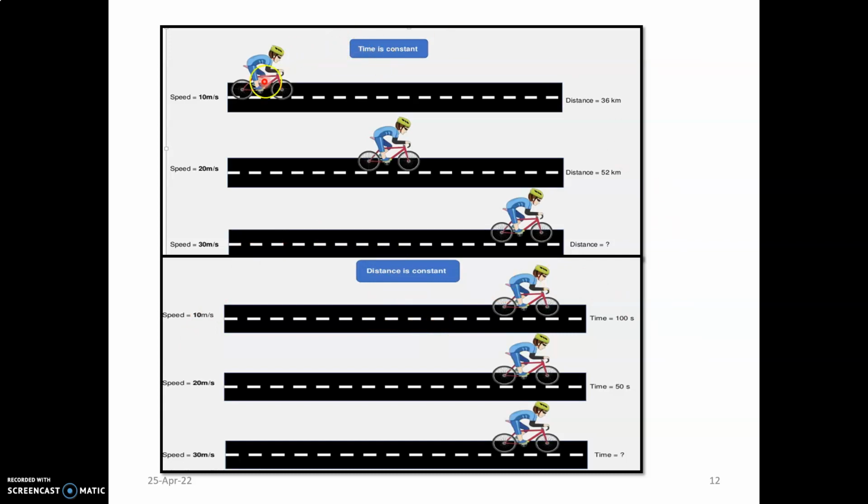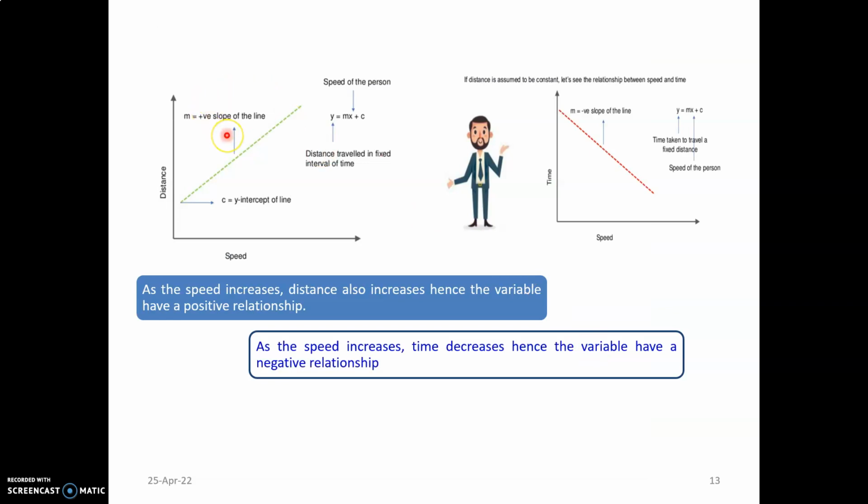Time is constant means the speed increases as well as the distance also increases. Here distance is constant means speed increases but time decreases. As the speed increases, distance also increases. Hence the variables have a positive relationship. Both variables linearly increase when it is a positive relationship.